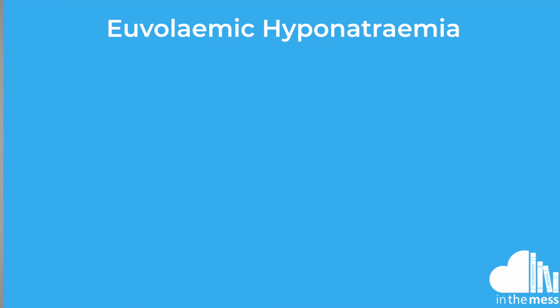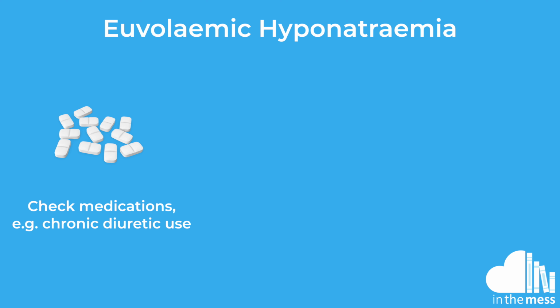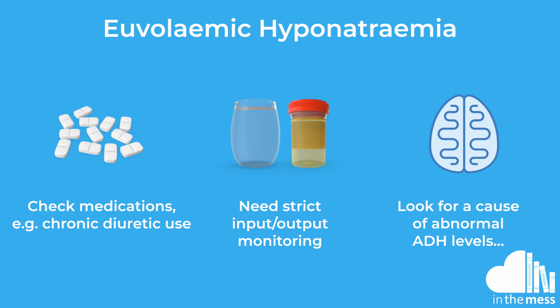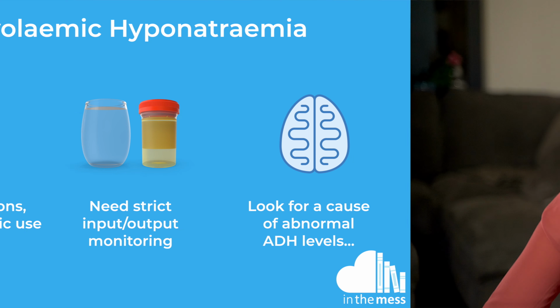In euvolemic hyponatremia, patients with a normal fluid balance and hyponatremia can be tricky to diagnose. Work systematically to identify a cause. Look for diuretics such as thiazides, which may be the precipitating factor. Ask the patient how much they drink, and get the nurses to record input and output to examine for primary polydipsia. Sodium homeostasis is under the control of antidiuretic hormone, ADH, and abnormal ADH levels can lead to euvolemic hyponatremia.